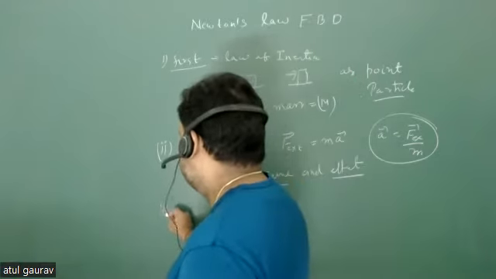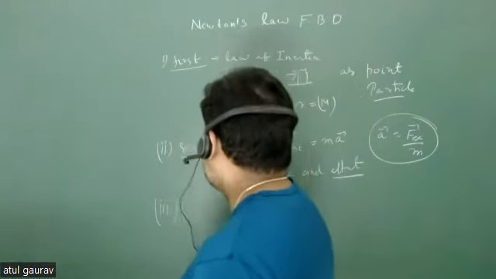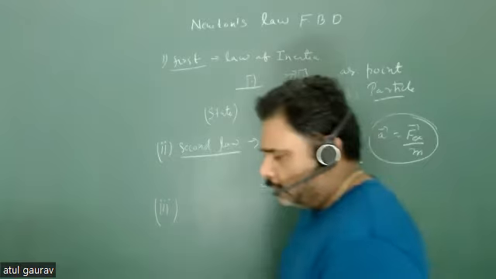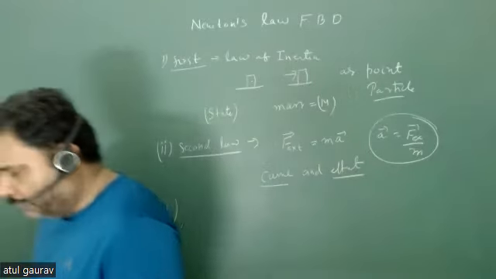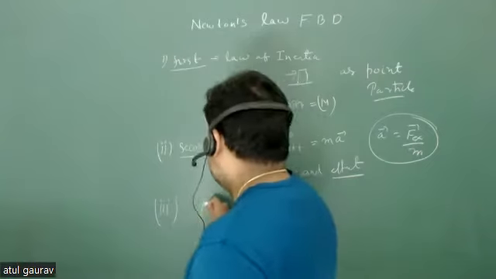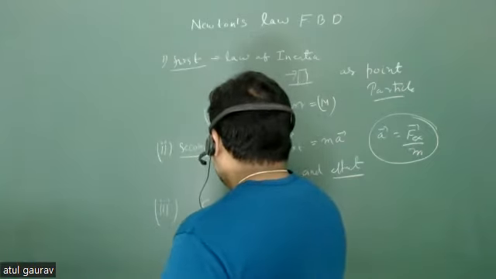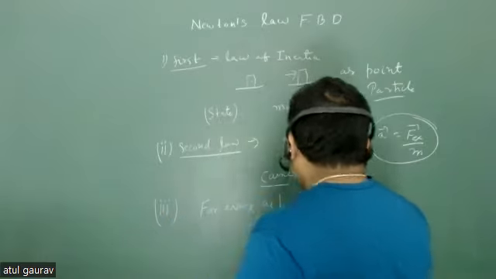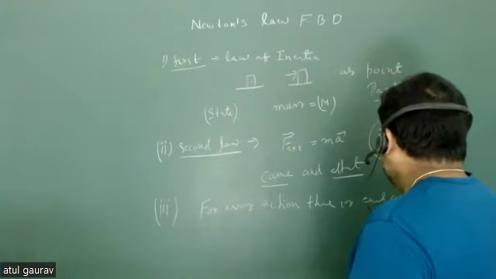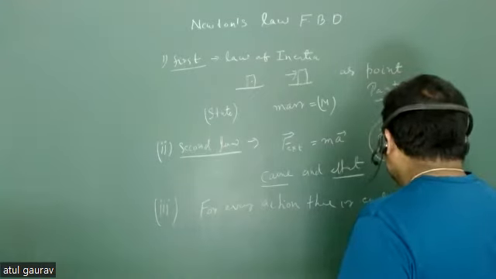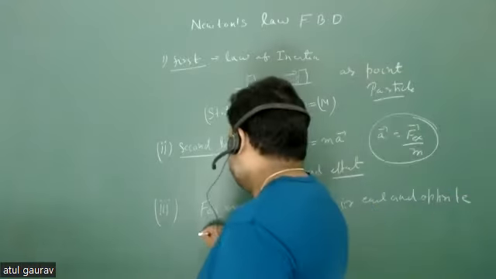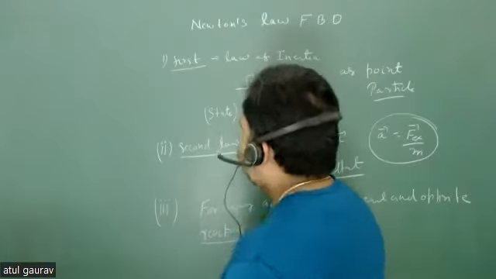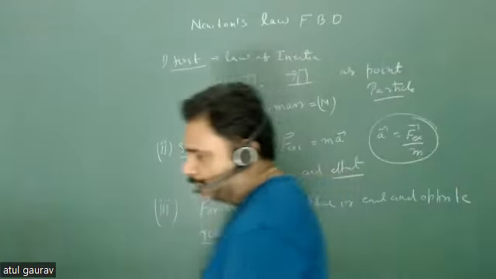Okay? So this is your second law, and we will just try to apply this thing. What will be your third law? Action reaction. Na, batao. Every action has an equal and opposite reaction. Very good. So for every action, there is equal and opposite reaction. This is one of the very interesting things.